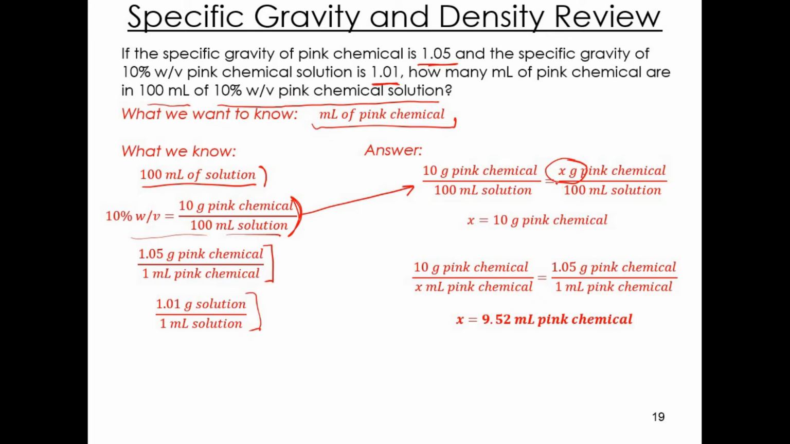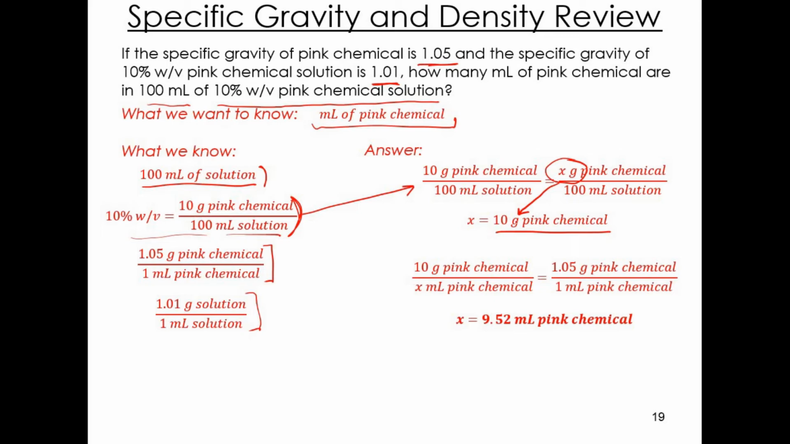Well, you don't even have to crisscross for that. There are 10 grams of pink chemical per 100 mL of solution. Great. So we know the mass of pink chemical. Now the question is, how many mL of pink chemical are there? Well, that's exactly what density and specific gravity are for.